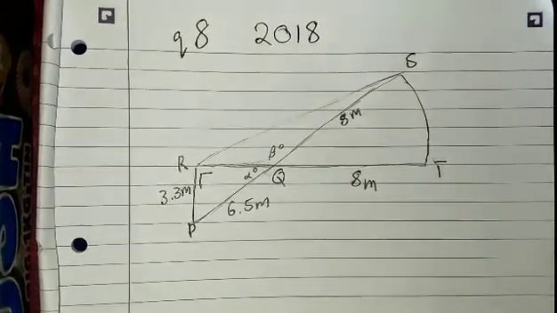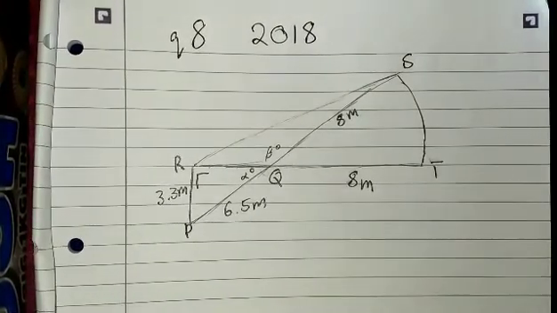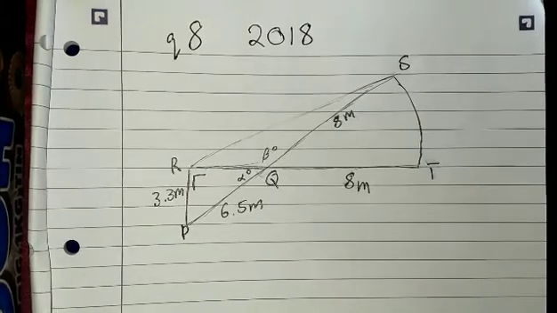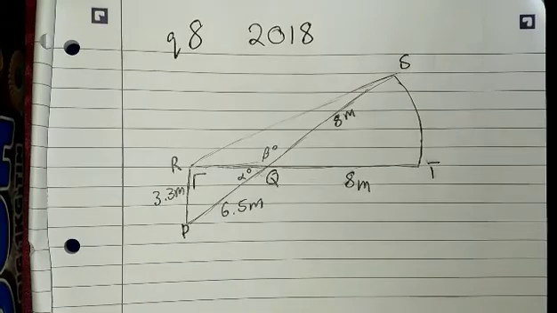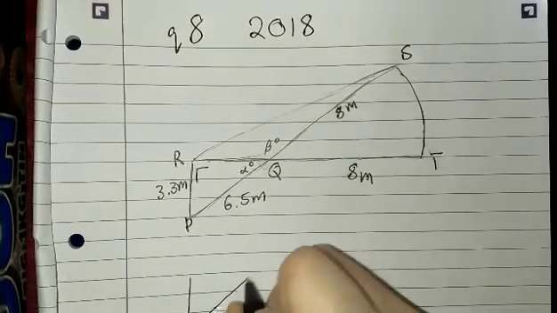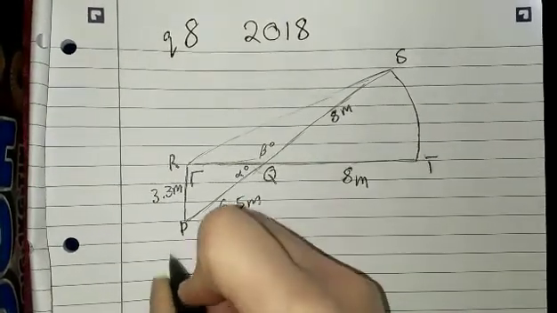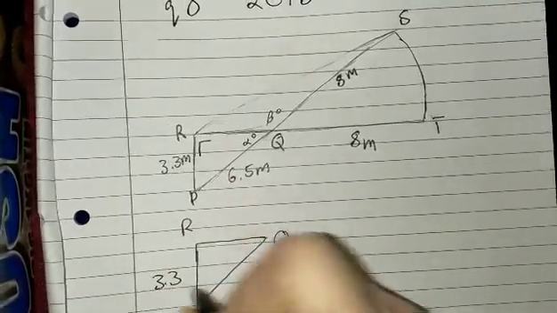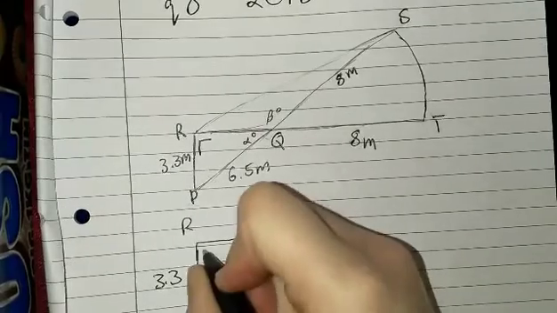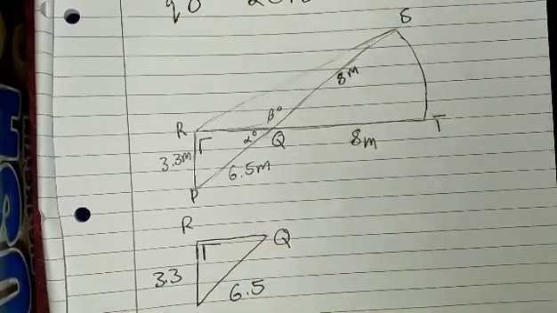So use the theorem of Pythagoras to find RQ, so the length of RQ, it's going to be this length here. So I might just draw out this triangle, so I have RPQ, so this is 3.3, this is 6.5, and this here is a right angle.